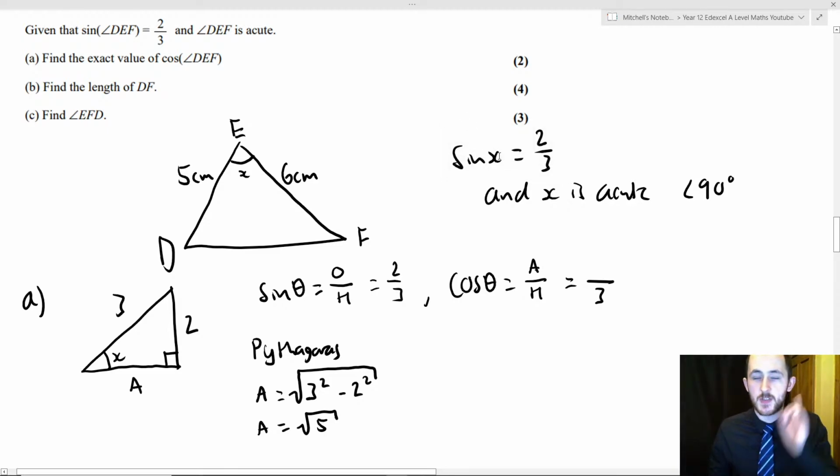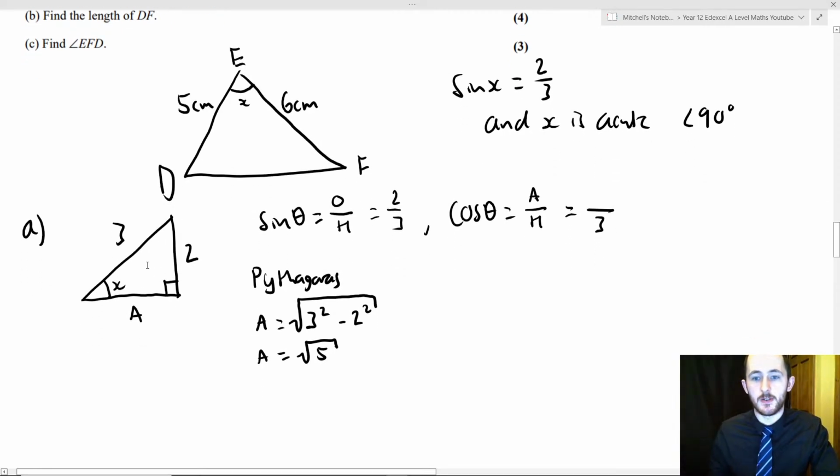Okay? Because sine of an angle is always equal to opposite over hypotenuse. So I draw the second triangle because now I know what A is, it's root 5. I can work out what cos is. Absolutely, sure.